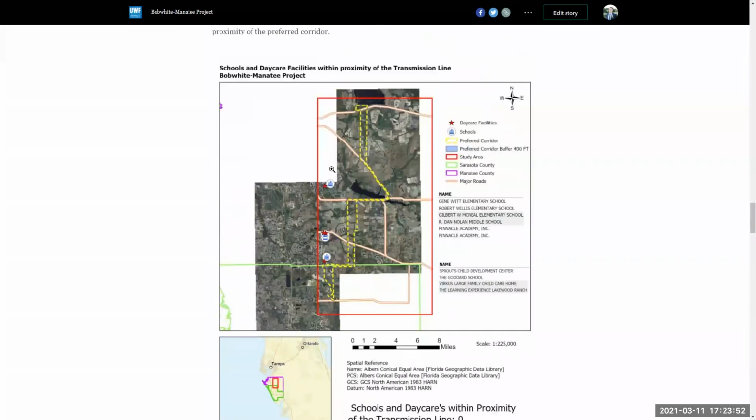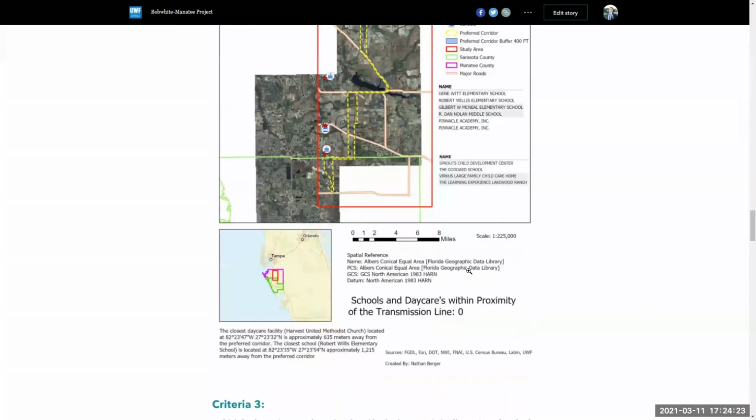And again, after collecting the data, I geocoded the points to show up on the map. I added them in. I verified that they were projected to the same coordinate system. I clipped all of the points out to be within my study area. And then I also ran an intersect tool to see if any schools or daycares fell within the preferred corridor boundary. And I got a 0 return, which means that none of them do, just to verify these results.